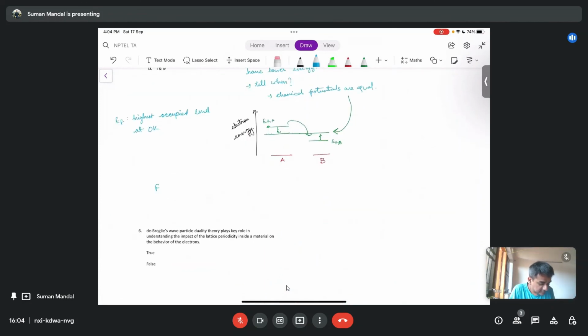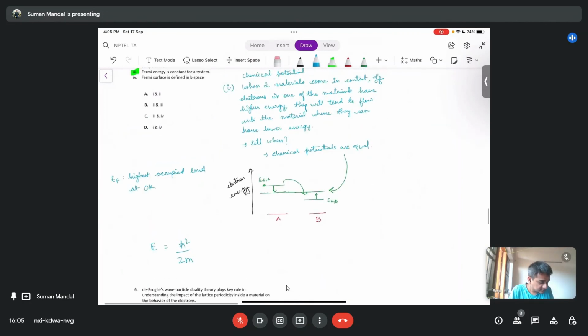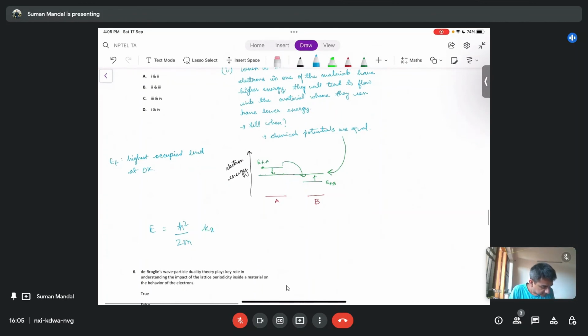E is equal to, and now in all three dimensions we can simply write this ħ² by 2m. It's written in k space, right? Yes. So kx² plus ky² plus kz². Now this is an equation for a sphere with origin at 0, 0, 0.